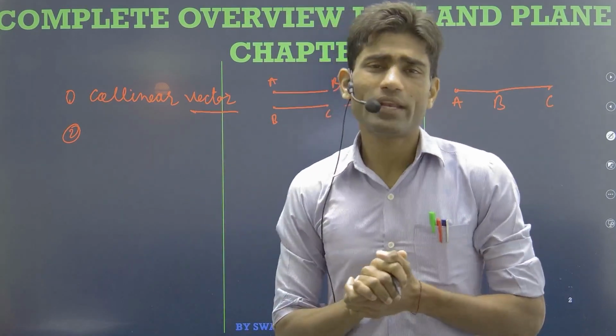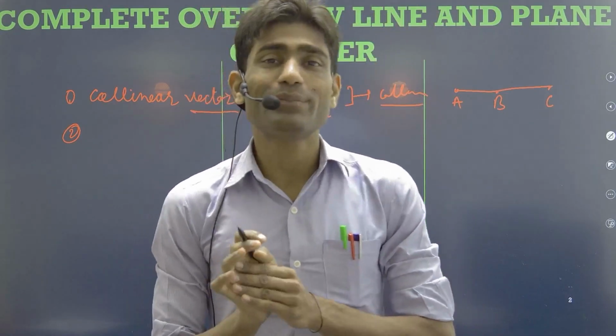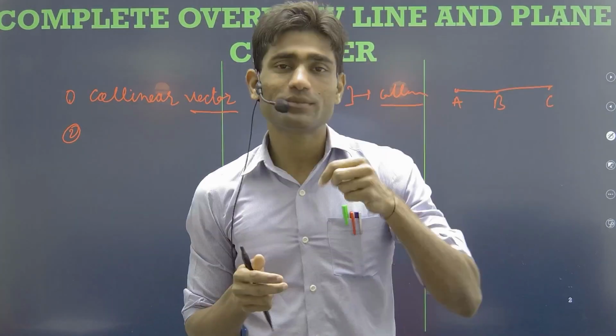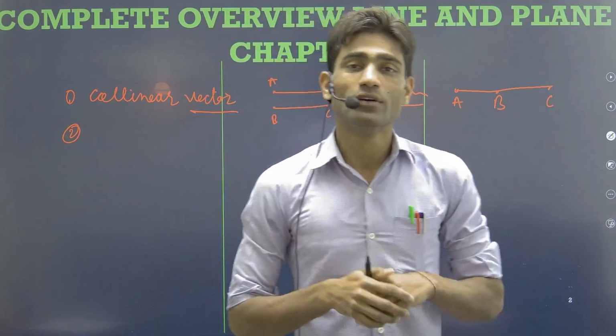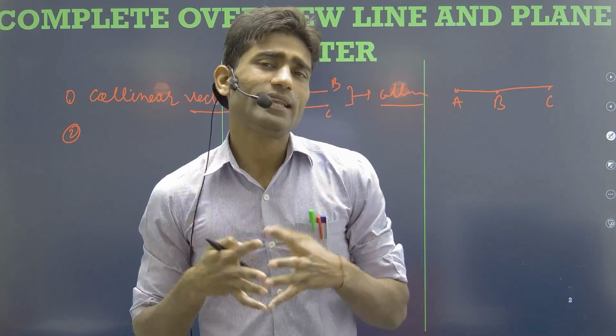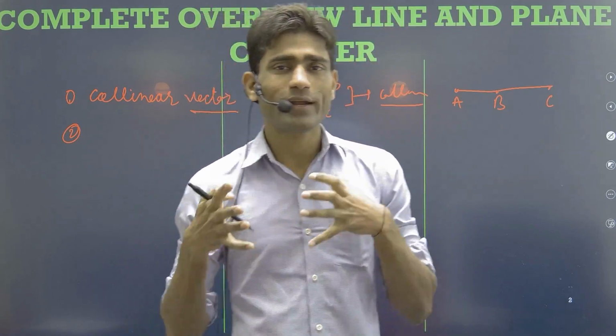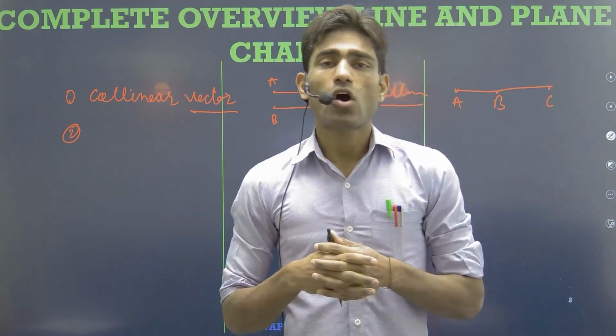After that, the coplanar vector. In simple language, coplanar means the vectors which lie in the same plane, which come under a single plane, and we consider them coplanar vectors. There are some other conditions that are helpful for finding whether vectors are coplanar or not.